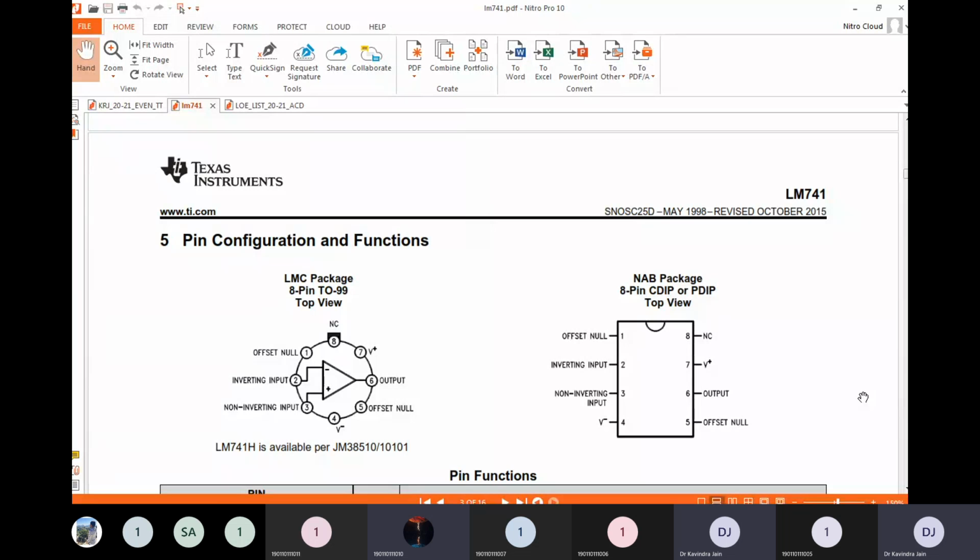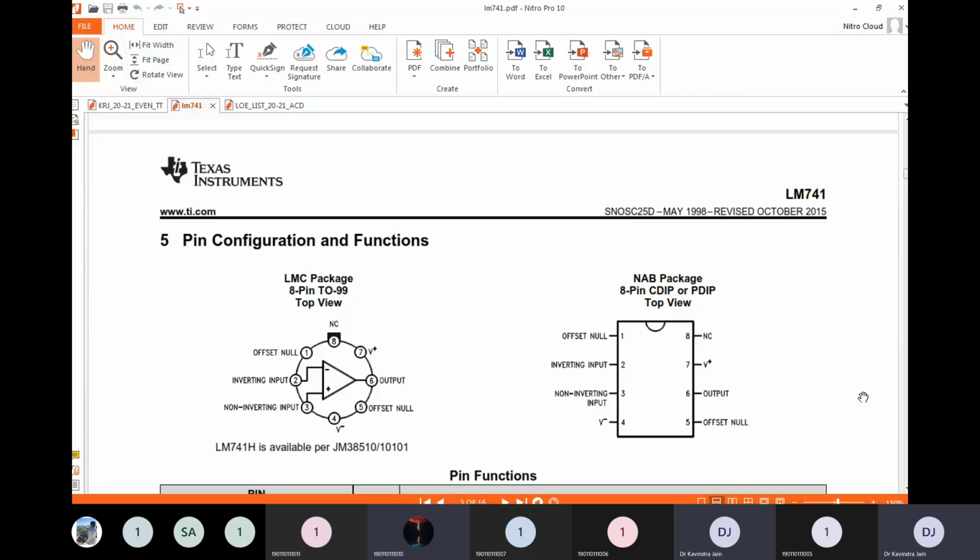Pin number 3 is a non-inverting input pin. Pin number 4 and pin number 7 are the most useful pins in the whole operational amplifier. They are provided with a constant voltage supply. As you can see, it is written over here V minus and V plus.